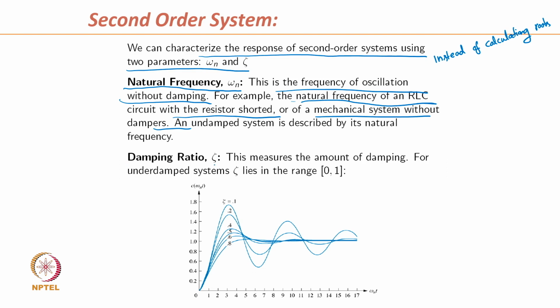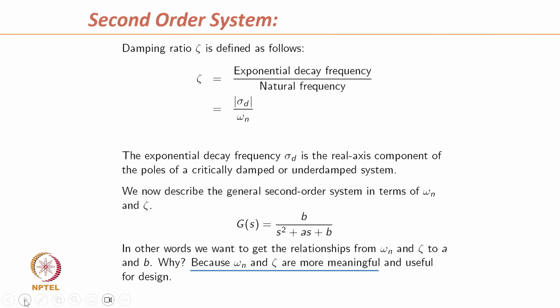The damping ratio zeta measures the amount of damping, like how much damping force is there in the system. The typical range of zeta is between 0 and 1. Damping ratio zeta is defined as the exponential decay frequency divided by the natural frequency, and the exponential decay frequency sigma d is the real axis component of the poles of a critically damped or underdamped system.